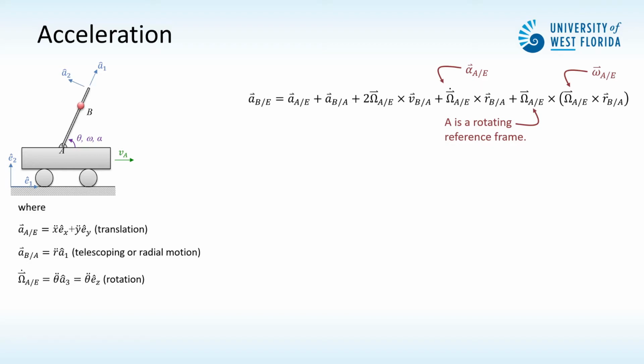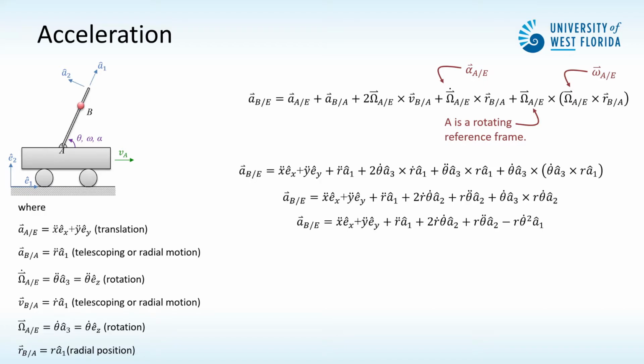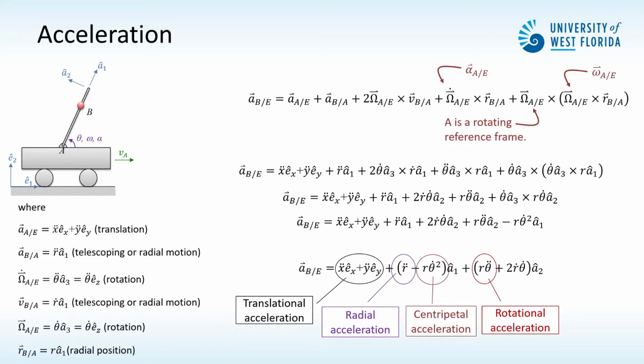Omega dot is the angular acceleration, and the rest are the same as before. If we plug these expressions into the acceleration equation and then take the cross products, noting that A3 cross A1 is A2 and A3 cross A2 is negative A1, and then collect terms, we note that we have terms representing a number of acceleration components. These include translation, radial motion or telescoping, centripetal acceleration, linear acceleration due to rotation, and Coriolis acceleration.